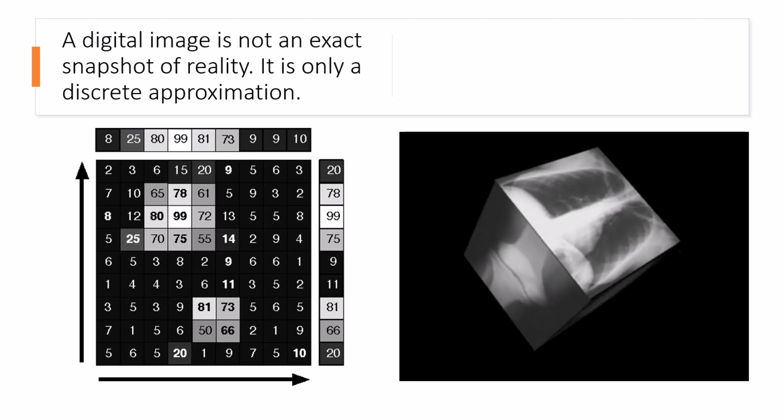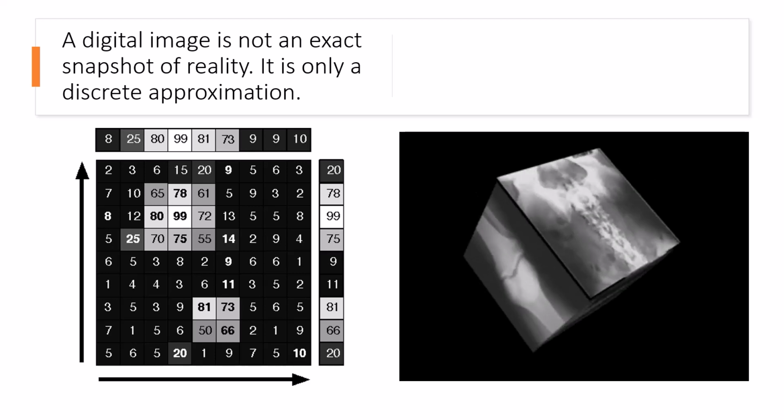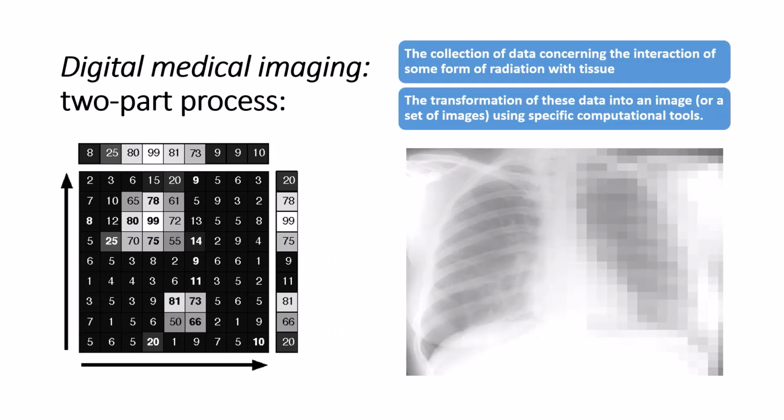So as you can see, a digital image is not an exact snapshot of reality. It is only a discrete approximation. Digital medical imaging is a 2-part process: the collection of data concerning the interaction of some form of radiation with tissue, and the transformation of the data into an image.